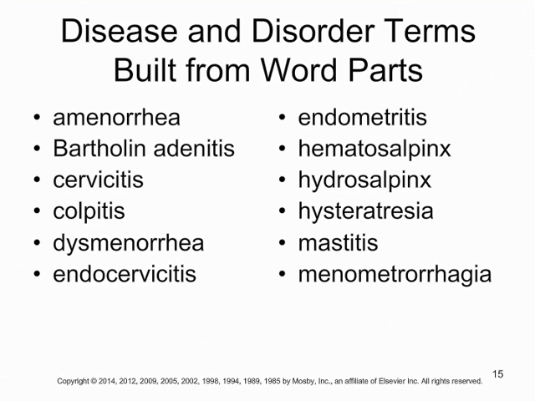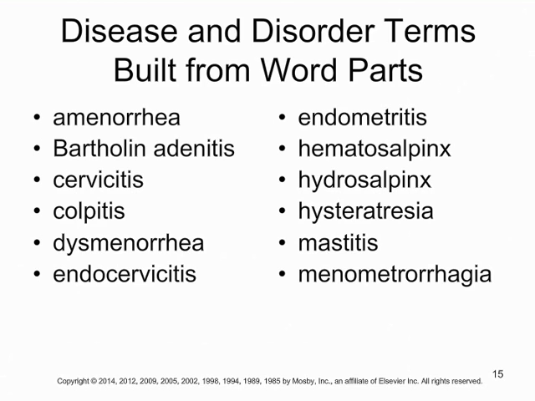The next is Bartholin adenitis. So in this, it's referencing the Bartholin glands that are on either side of the vagina, whose job is to lubricate. Adenitis would be inflammation of a gland, so this would be inflammation of those specific glands. Next is cervicitis, so inflammation of the cervix. Colpitis would be inflammation of the vagina. You could also say vaginitis. Both of those are used fairly interchangeably in real medical practice.